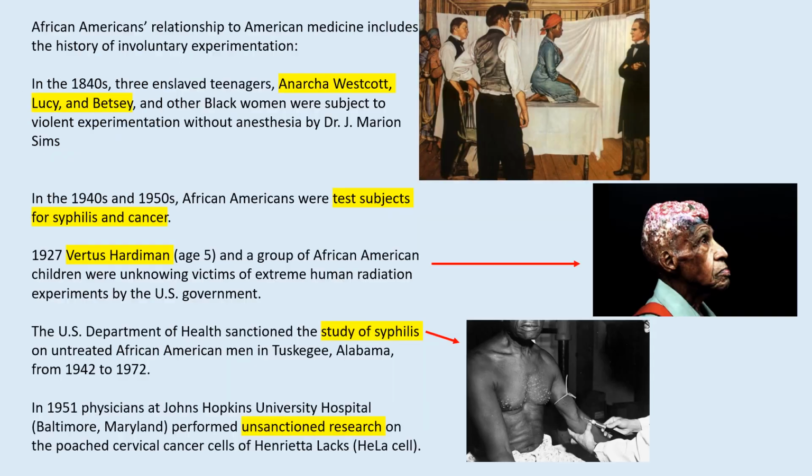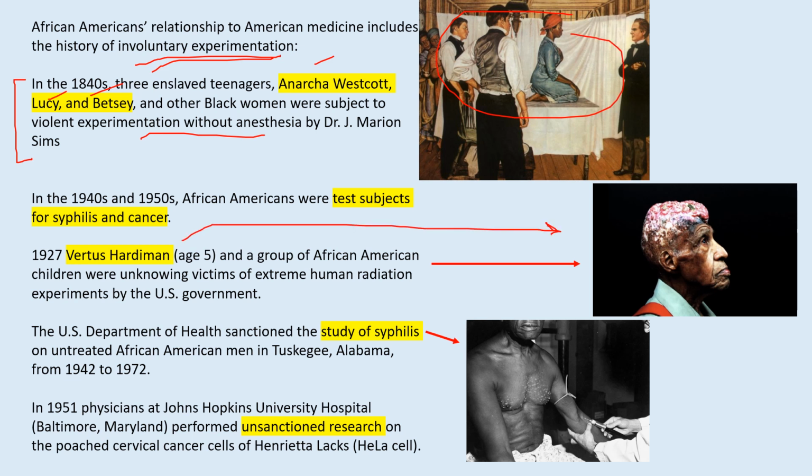Why does this matter? The eugenics movement matters because of the involuntary experimentation that occurred on African Americans throughout American history, going back to slavery, where the slaves right here were experimented on without anesthesia, as depicted in this painting. Burgess Hardiman, this image right here, victim of extreme human radiation experiments by the U.S. government, the syphilis study in Tuskegee, Alabama, and the unsanctioned research, Henrietta Lacks.